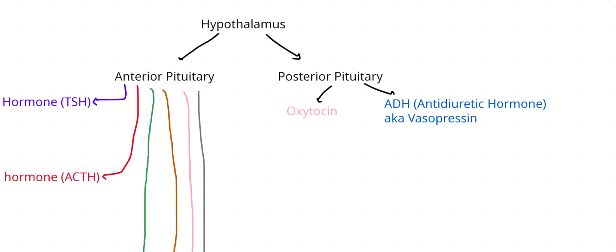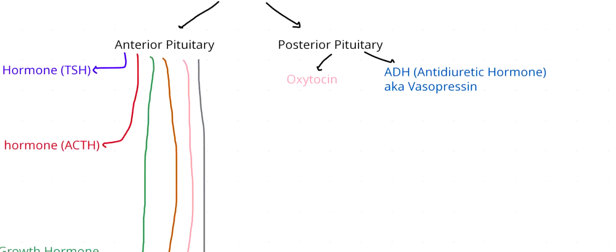So there's only two hormones that the posterior pituitary gland releases, ADH, which is also known as antidiuretic hormone. And the other name of that is vasopressin. And then there's also oxytocin. So ADH, antidiuretic hormone, that acts on the kidneys, okay?